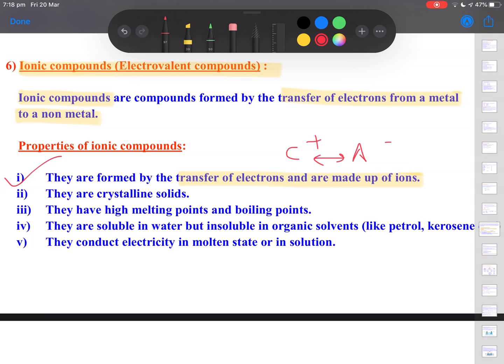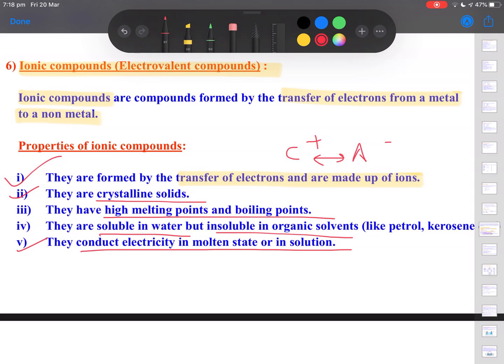Since there is a strong force of attraction, they usually occur in the form of crystalline solids. Of course, because of the presence of strong force of attraction, they have high melting and boiling points as well, and they are pretty soluble in water, but at the same time they are insoluble in organic solvents. And the last point is very important to note down, that they conduct electricity in their molten state or in solution. Remember, that's a very important board question.